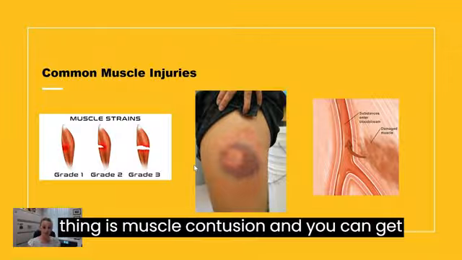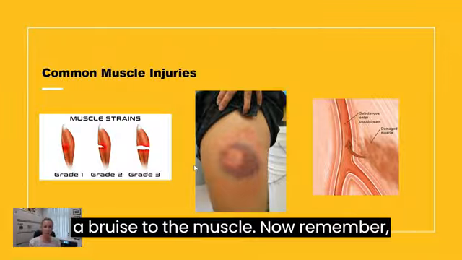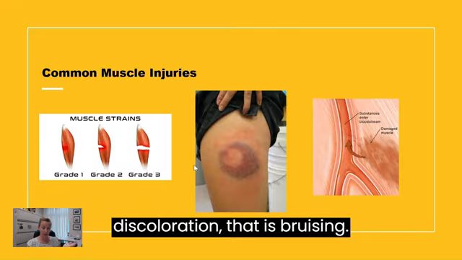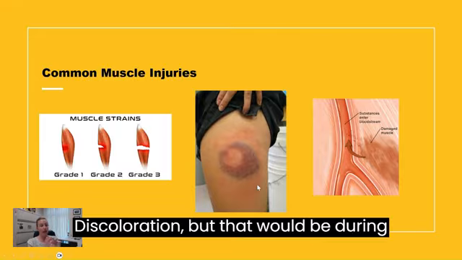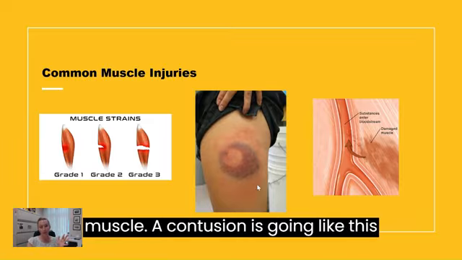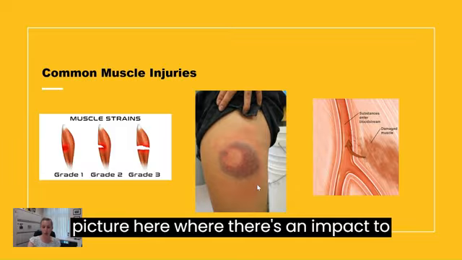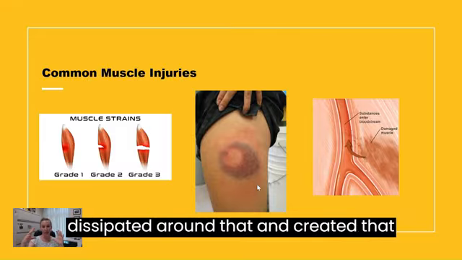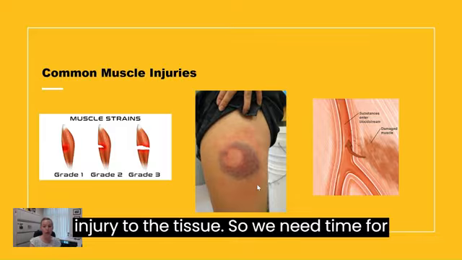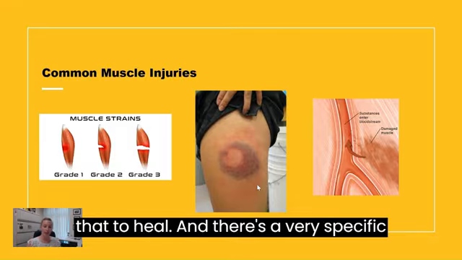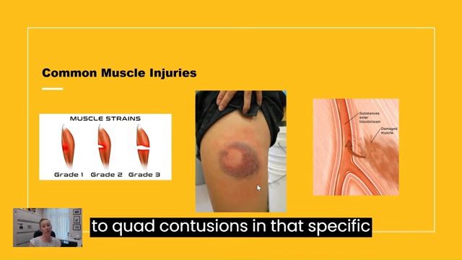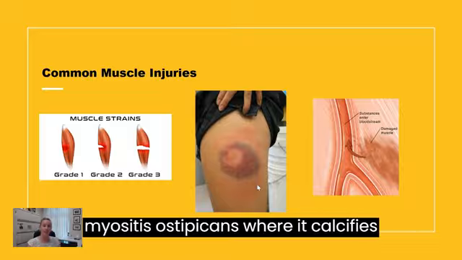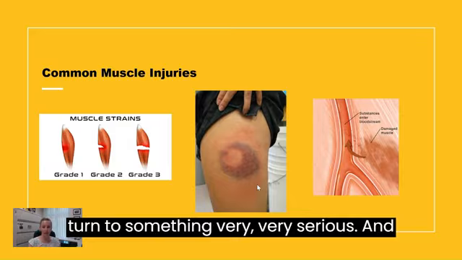Another thing is muscle contusion, where you can get a bruise to the muscle. Now remember, with a muscle strain, you can get bleeding and cause ecchymosis, which is discoloration that is bruising, but that would be along the whole length of the muscle. A contusion is going to look like this picture here, where there's an impact to the skin, and then the energy was dissipated around that and created that injury to the tissue. So we need time for that to heal. There's a very specific protocol that we'll get into when we get to quad contusions in that specific module, because it can turn into myositis ossificans, where it calcifies and turns into something very, very serious.